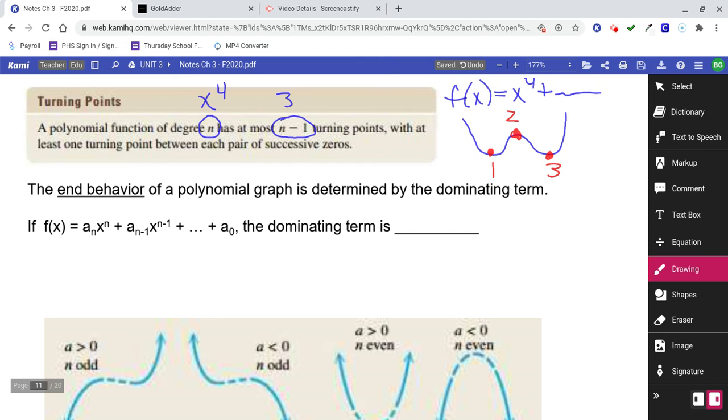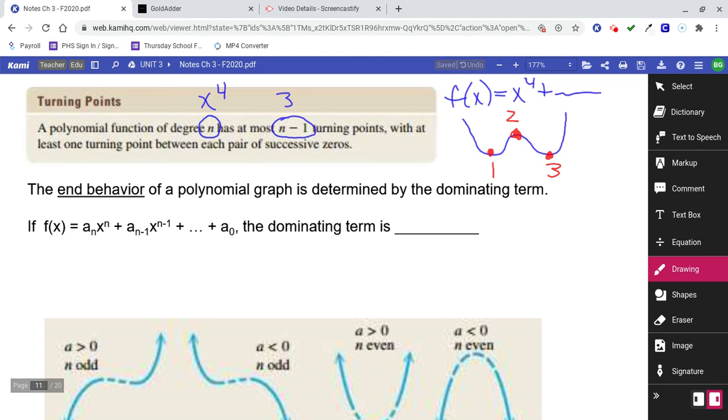Now it doesn't say that a degree 4 has 3 turning points. It says a degree 4 has at most 3 turning points. So, be careful there. It doesn't necessarily mean it has to have n minus 1 turning points. It's just that that's the most that it could have.